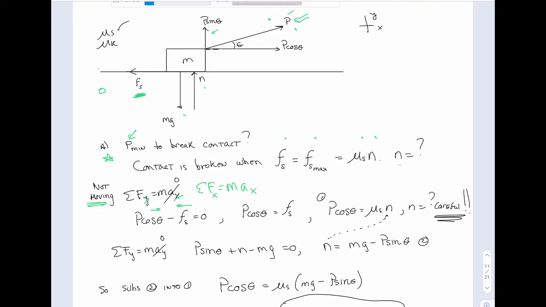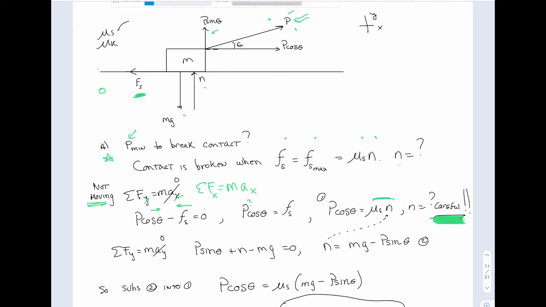So that gives me P cosine theta is static friction. I'm trying to find P, the pulling force. Remember, for static friction, you're trying to find P to break contact, so static friction is equal to its biggest value. It's equal to mu n. So P cosine theta is mu n, but I don't know what n is. That's where you have to be careful. That's when you can't say n is mg.